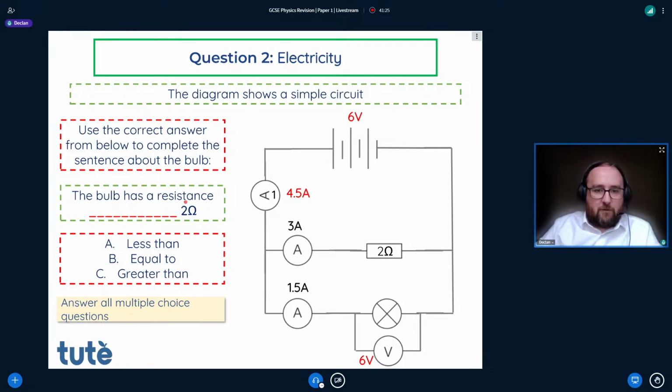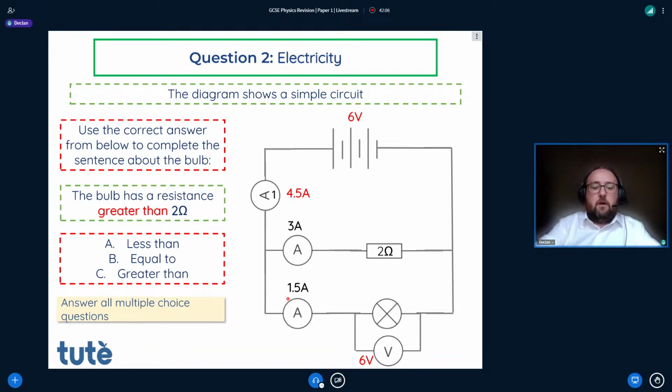So let's have a look. The bulb has a resistance, something, 2 ohms. We can work this out by looking at the current. Current, it's like us, it's lazy. It likes to go the easiest path. So more current will go the easier path, the path of the least resistance. So we can see there's more current on this top path than the bottom path. So that means this top path has got less resistance. So we know the bulb has a greater than 2 ohms resistance. So we know it's got a bigger resistance because it's got less current. Because current, like us, it's lazy, it likes to go the easiest route.